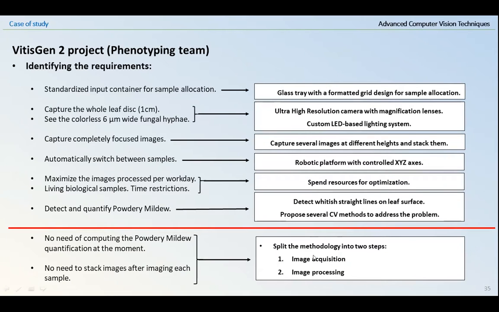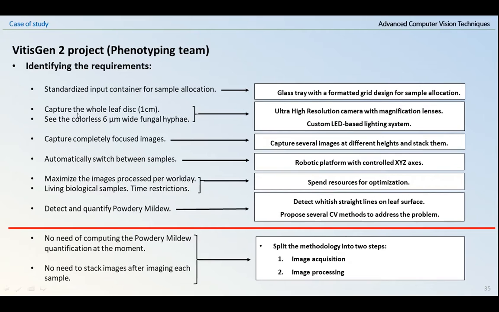So this is a list of the identified requirements for the development of our system. First, we needed to have a standardized and controlled container for the samples. Remember, the more control is of environment, the less noise we'll have at the end. So we decided just to purchase a specific model of glass trays and attach a grid sheet on it for sample placement.